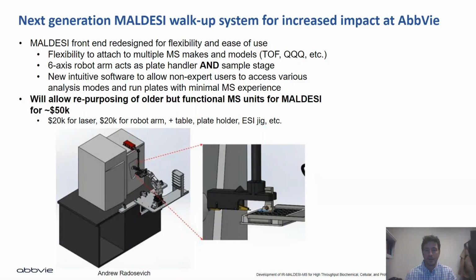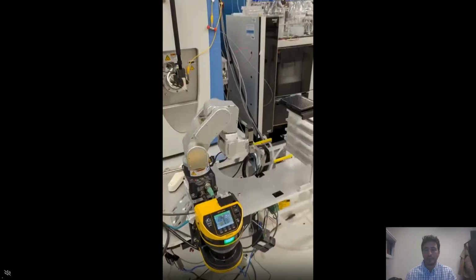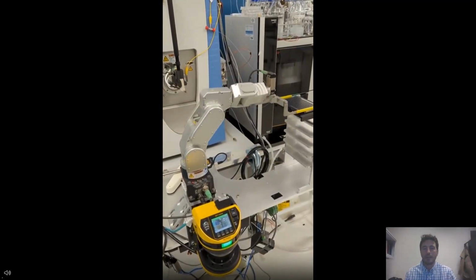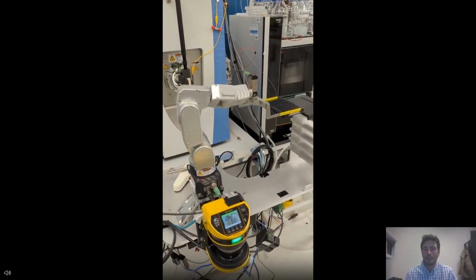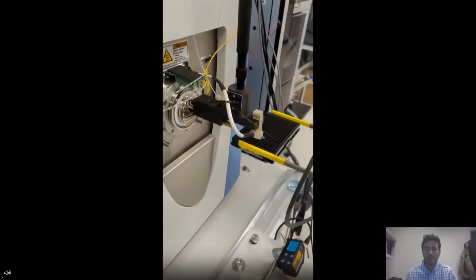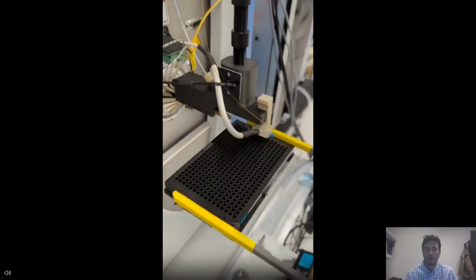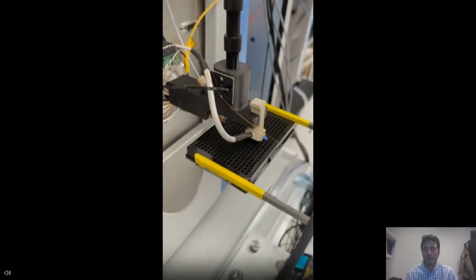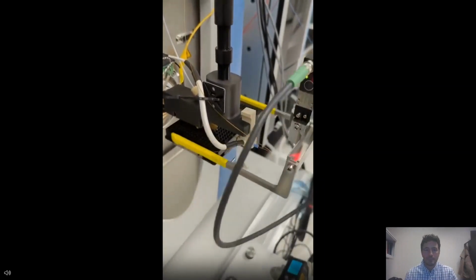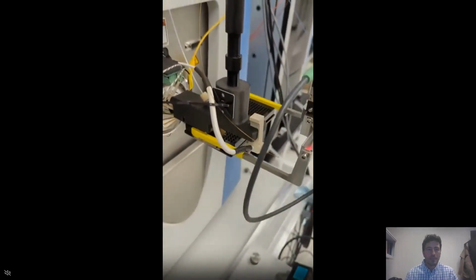And this video here is going to show you it working. So here's the robot arm going to pick up the plate from the plate storage area. Take this, you can see the 3D printed jig with the laser coming into the top, the ESI tube there, and now we're going row by row, again, 20 hertz. Sample selected. So that's our new system that we're pushing out through AbbVie.